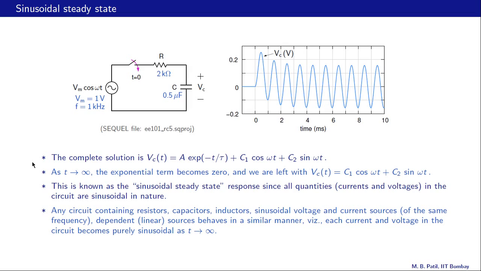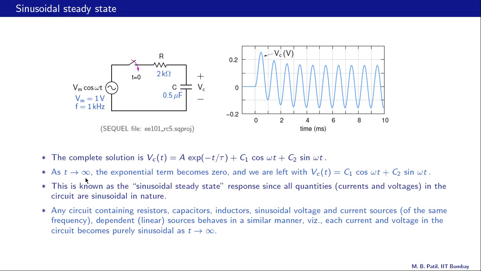Alright, here is a specific example with Vm equal to 1 volt, f equal to 1 kilohertz, 2K here, 0.5 micro here for the capacitance, and then we get this Vc shown in this figure. The complete solution is A e raised to minus t by tau from the previous slide, that is the homogeneous part, plus C1 cos omega t plus C2 sin omega t. This is the particular part of the solution.